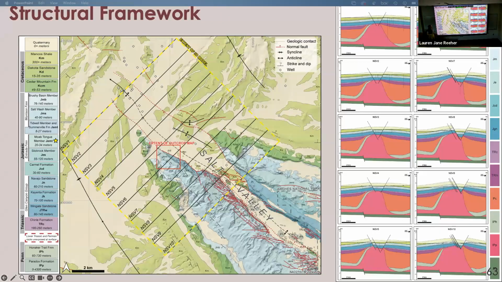So in order to build the 3D framework, I built a series of cross sections across the region. So this area in the center of the cross section space is the deformed outcrop. So I constructed a series of cross sections. They're shown over there on the left that show the geometries at depth.